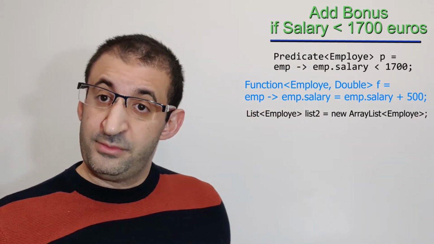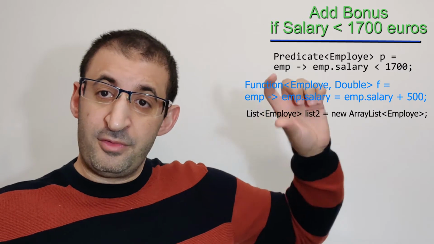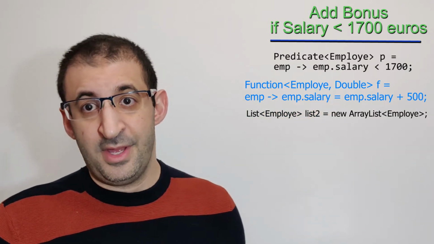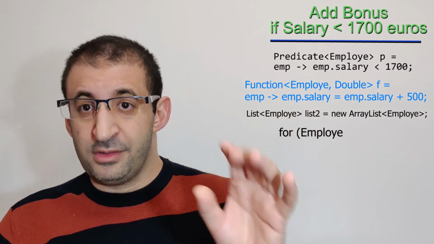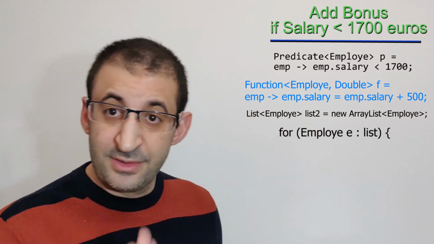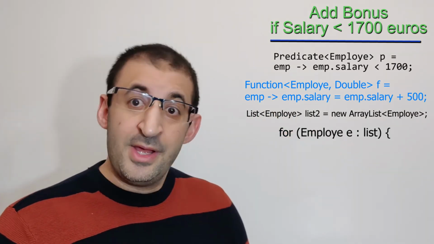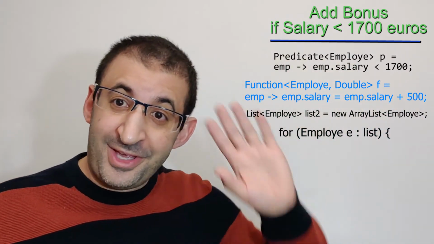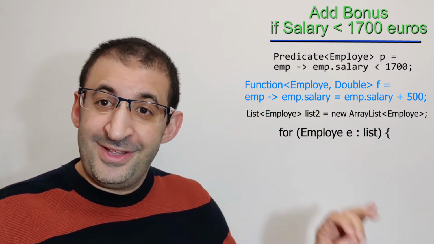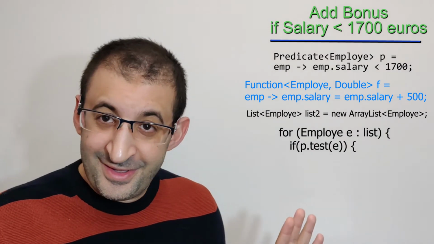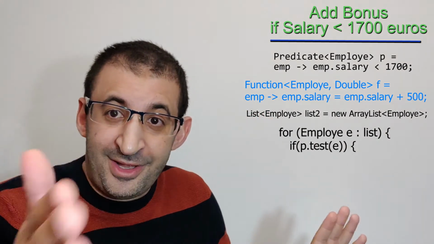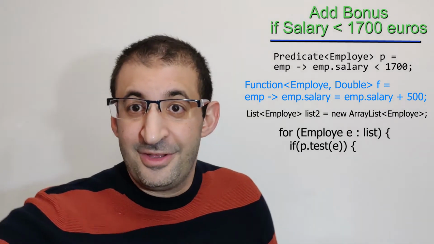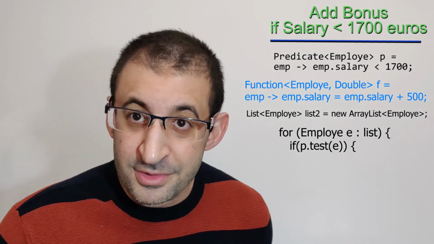And now I will make a for loop with my first list. So for employee2 in my previous, initial list, and then I will check. I will use my predicate. If p.test(employee), it means his or her salary is less than 1,700 euros.